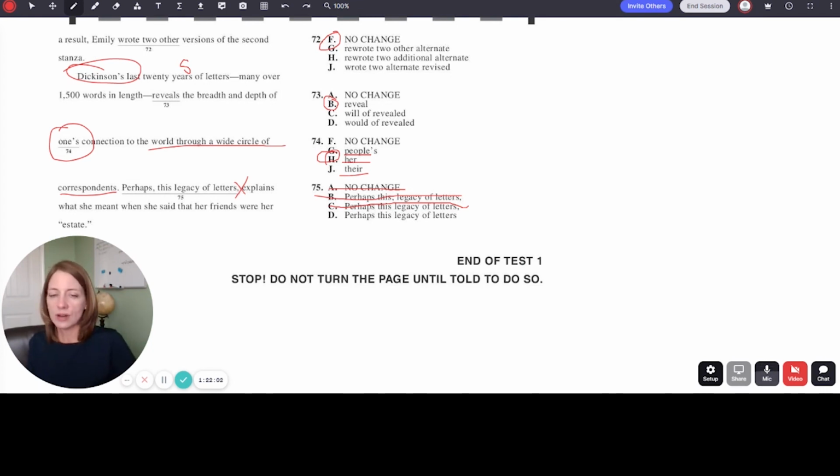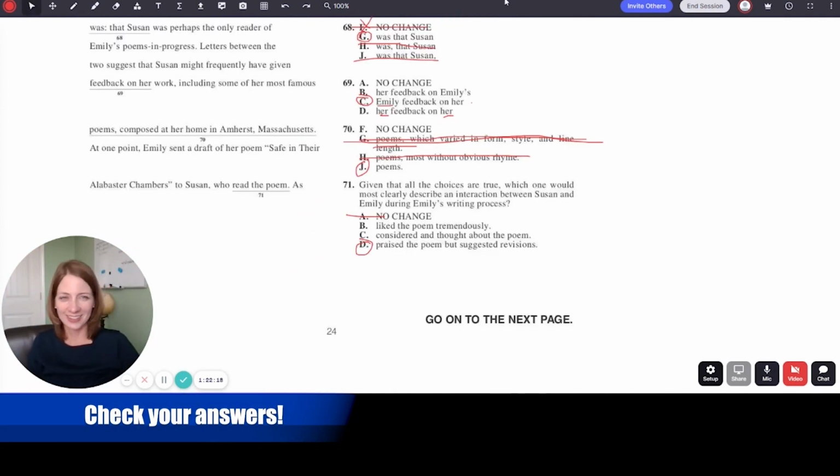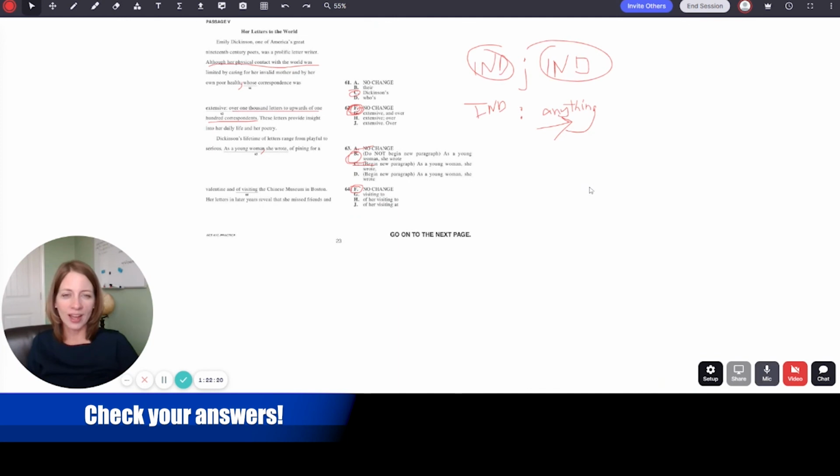Okay. So this is all about comma usage. If you're going to put a comma there, you've got to have a real reason, not just throwing it in. And there's no reason to add that in there. So let's check. We did it. All right.